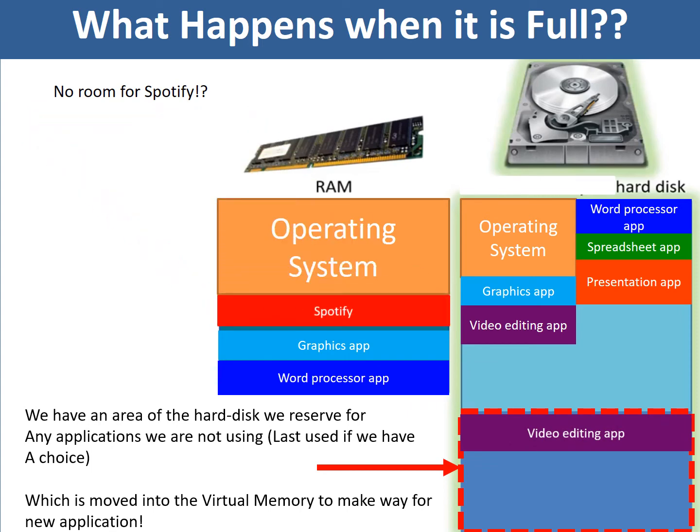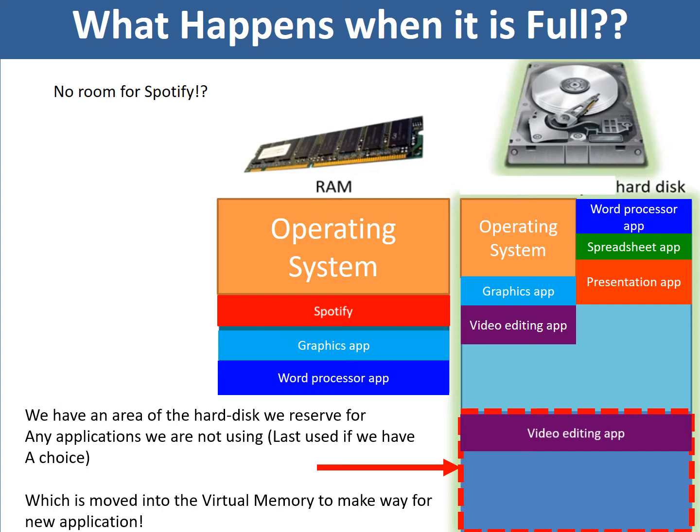Here you can see I'm trying to open Spotify, but there's no room for Spotify in our RAM. In our hard disk we have a small amount of space which is reserved for applications that we're not using, or last used if we have a choice between them. This is called virtual memory. We can make way for a new program by shifting an old program to the hard drive.